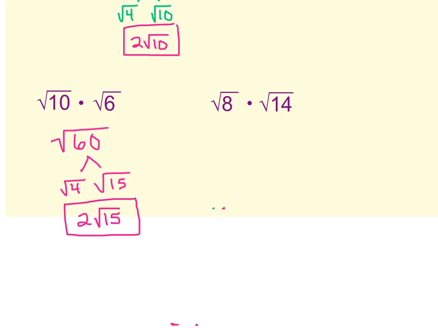All right, our next one, we're going to take the square root of 8 times the square root of 14. So we'll go ahead and multiply the 8 and the 14 together, and we're going to get the square root of 112. And then you want to take 112 and see if any perfect square numbers fit into it. So first, if you divide it by 4, you get a 4 and a 28.